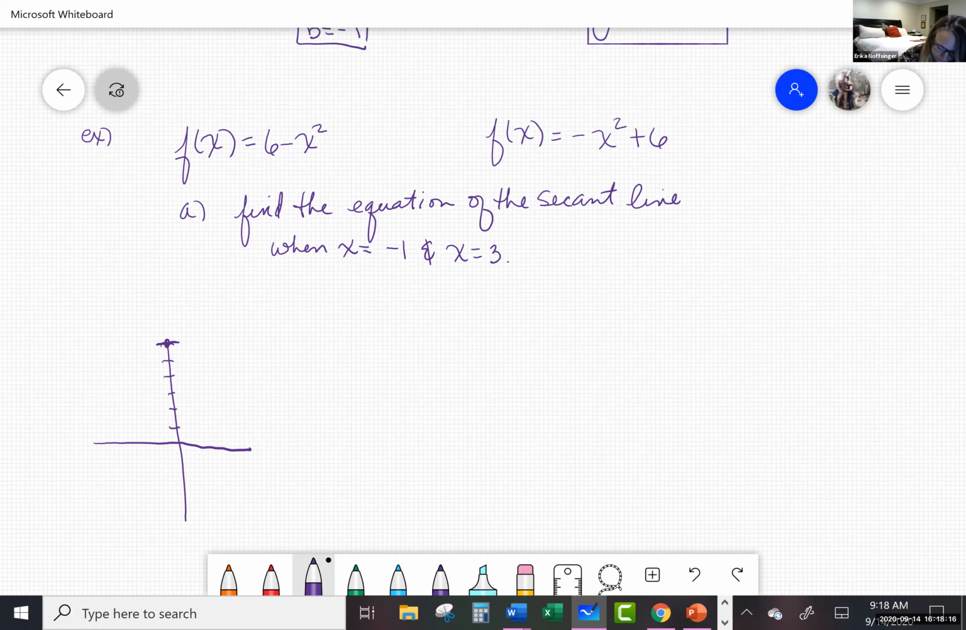And then at x equals -1, if I plug this value in where I see an x here, this would be 6 minus -1 squared. So at -1, I get 5. At +1, I would also get 5. Okay, so my parabola looks something like this.